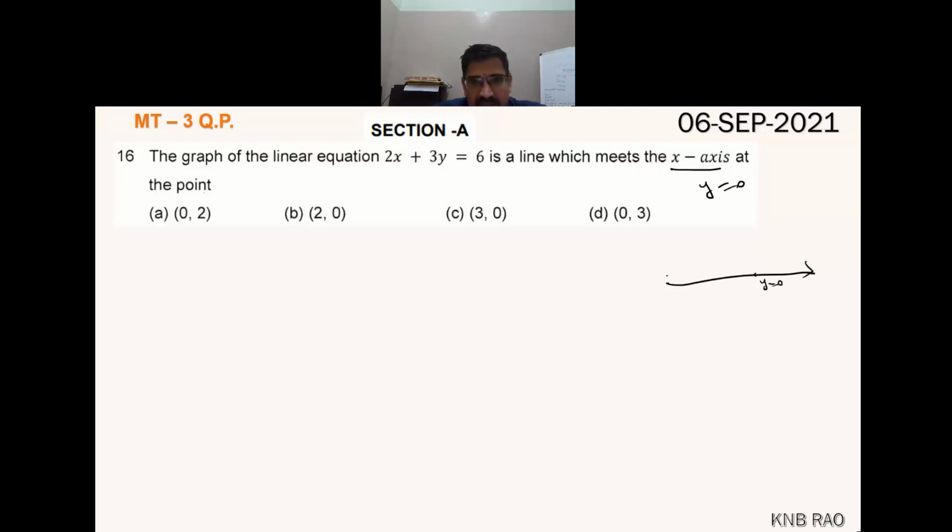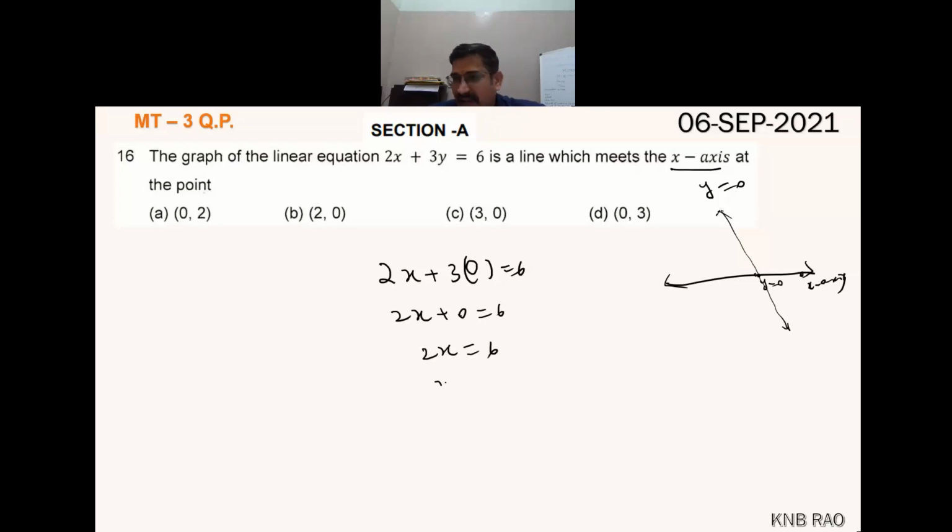So let's say this line is meeting x-axis at a point where y equals to 0, means if substitution I will do it. So 2x plus 3 times 0 equals to 6. 2x plus 3 times 0 is 0. 2x plus 0 is 2x equals to 6. x equals to 3. So the moment I got x coordinate as 3, this point is 3 comma 0.